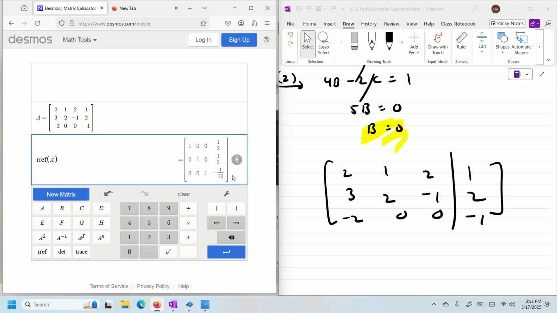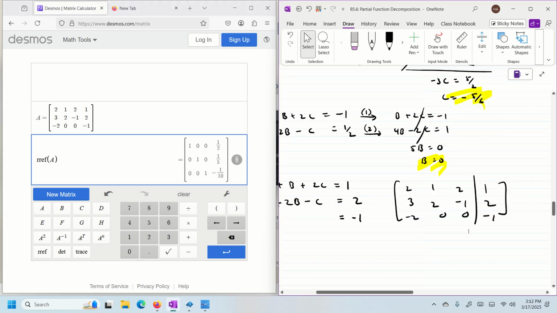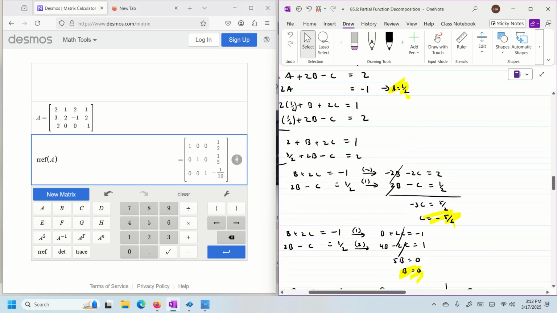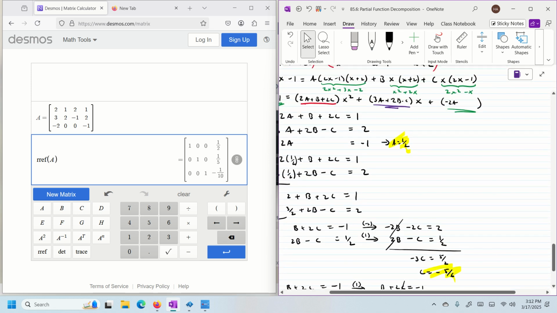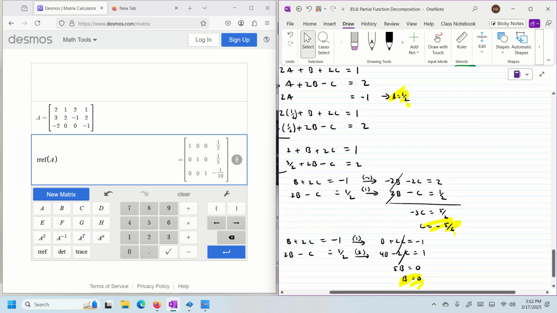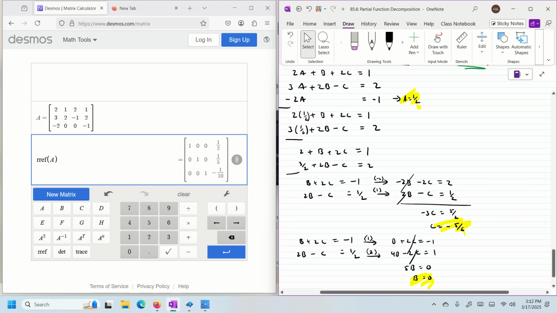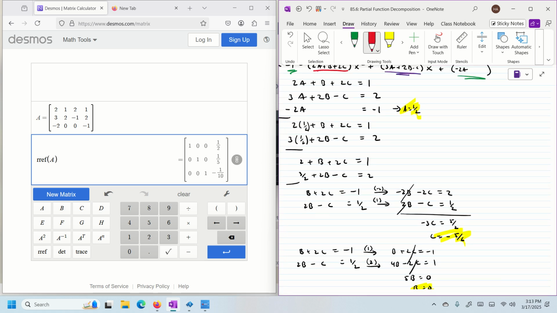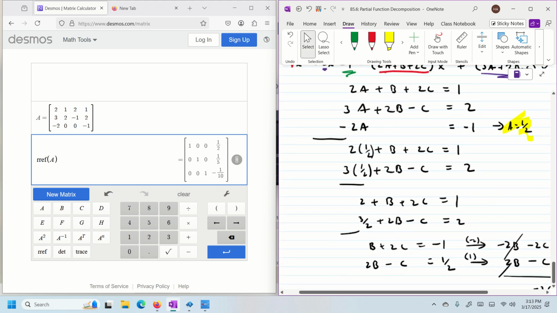Oh, I seem to have made a mistake on my computation. Either I put this information in wrong, or I think I made a mistake in my algebra somewhere. My a is correct, of 1/2. Where did I make my mistake? I made a mistake right here.